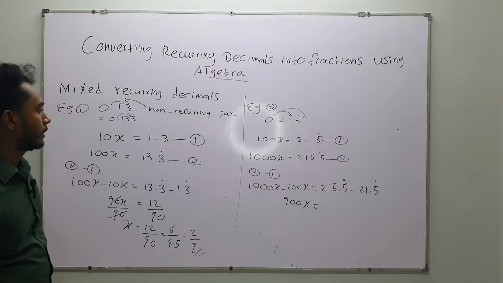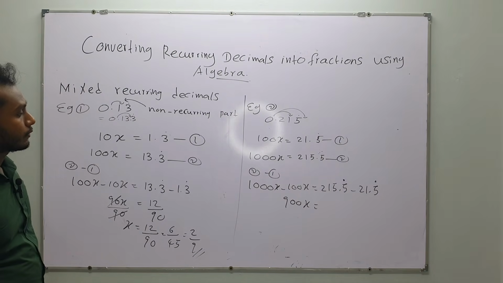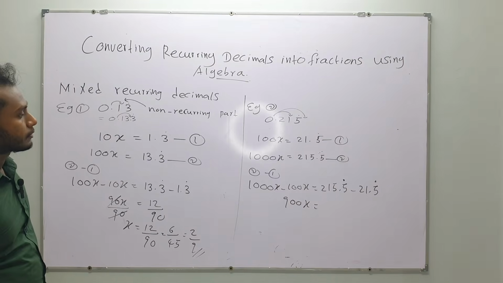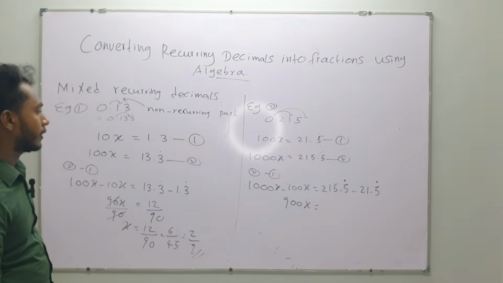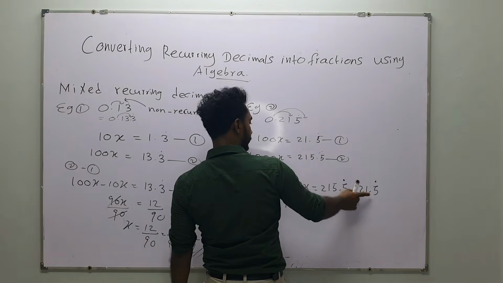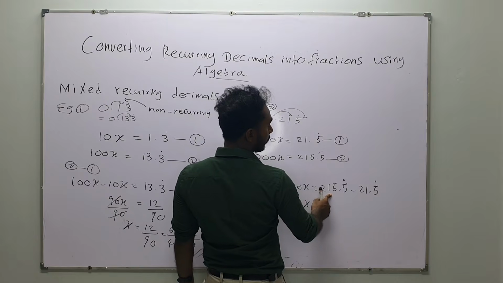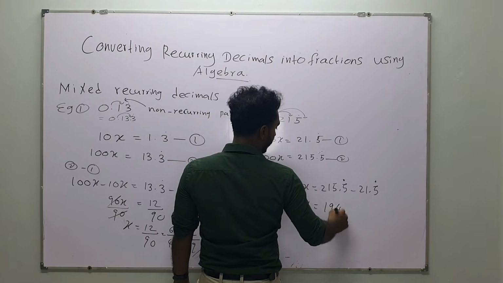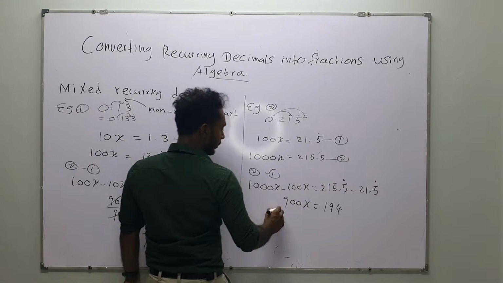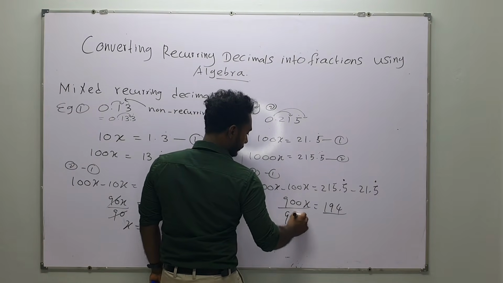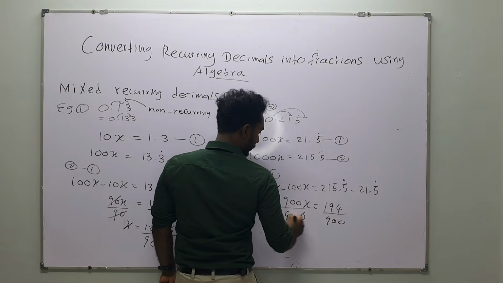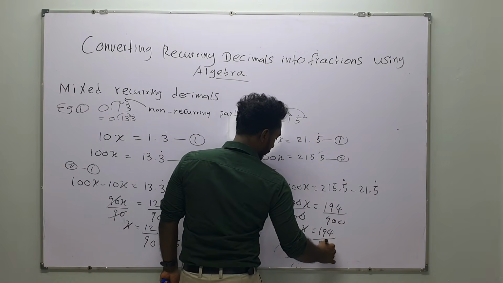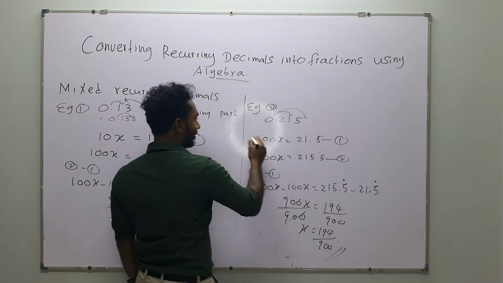What's the value here? 215.5 and 21.5, the recurring 5s cancel out. Then 215 minus 21 gives 194. Then divide by 900. Divide by 900, you get x equals 194 over 900. You get the answer for x.